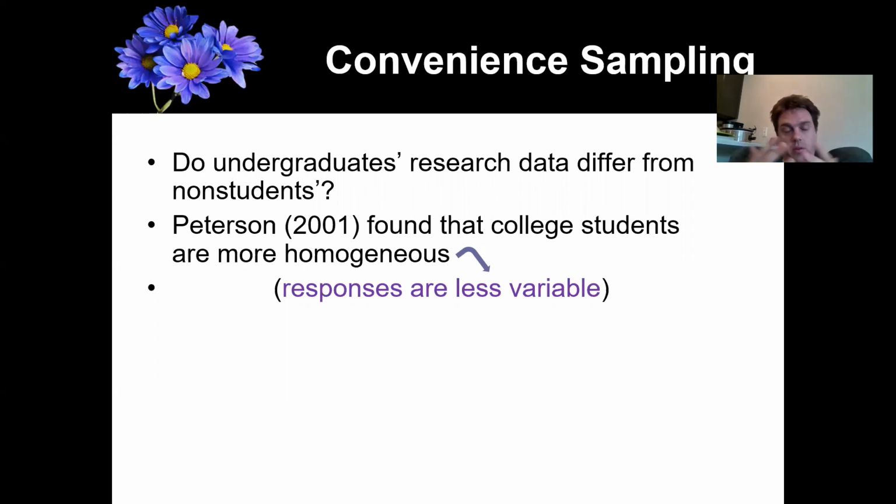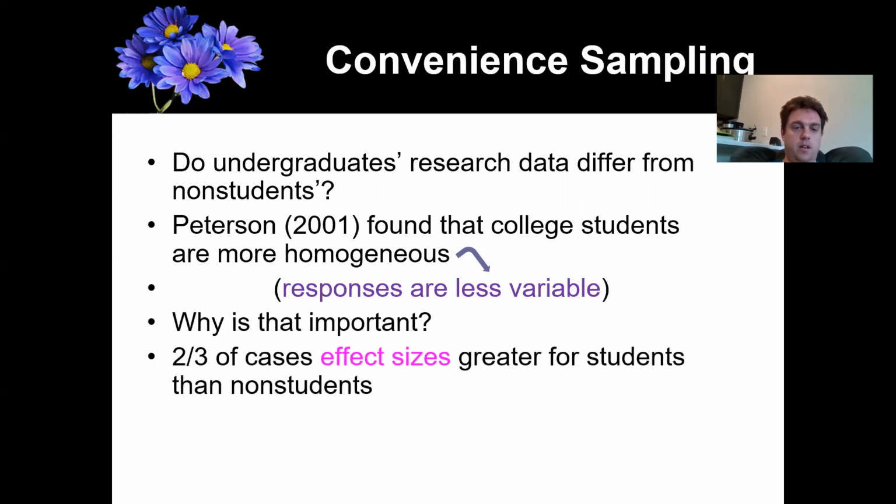So what that means is when you look at, say, memory ability in college students, they tend to be more consistent across individuals than they would be in the general population. The general population varies a lot more. And this makes it so that the effect sizes, meaning how big of an effect the manipulation has, is greater for students than non-students.